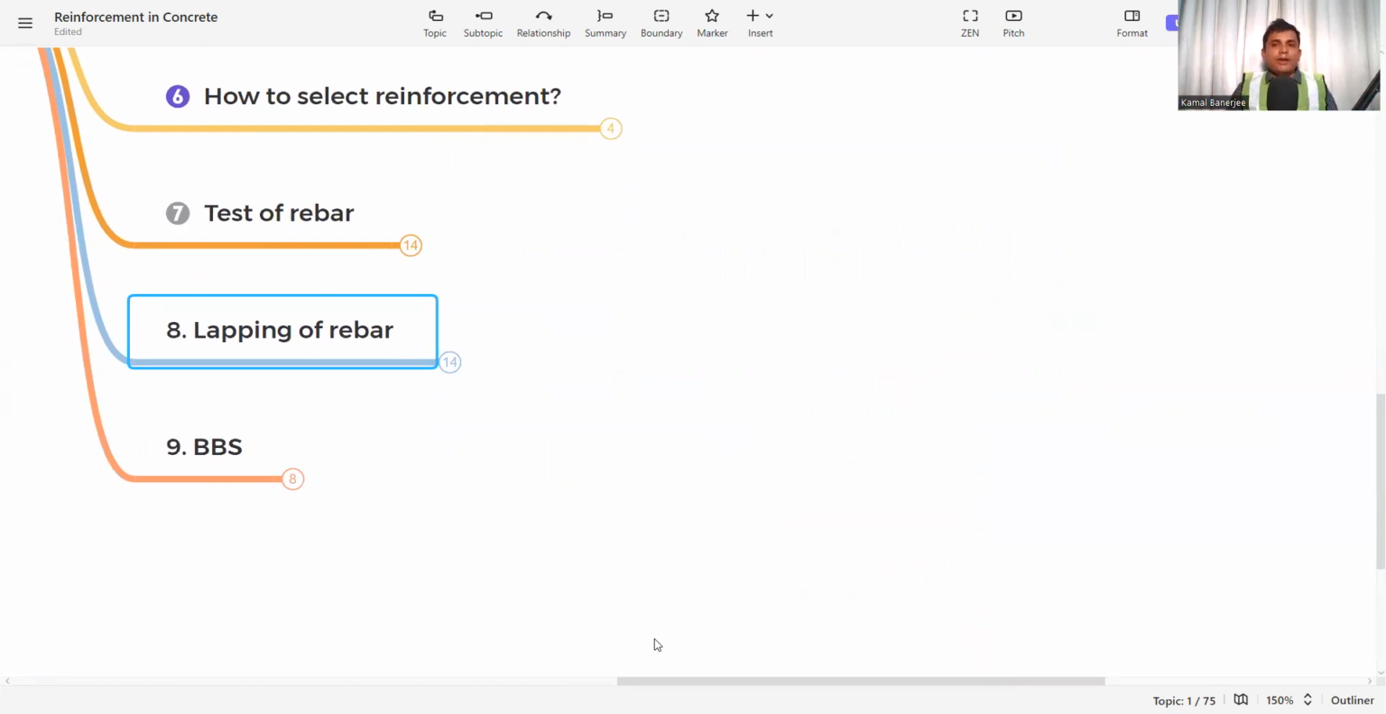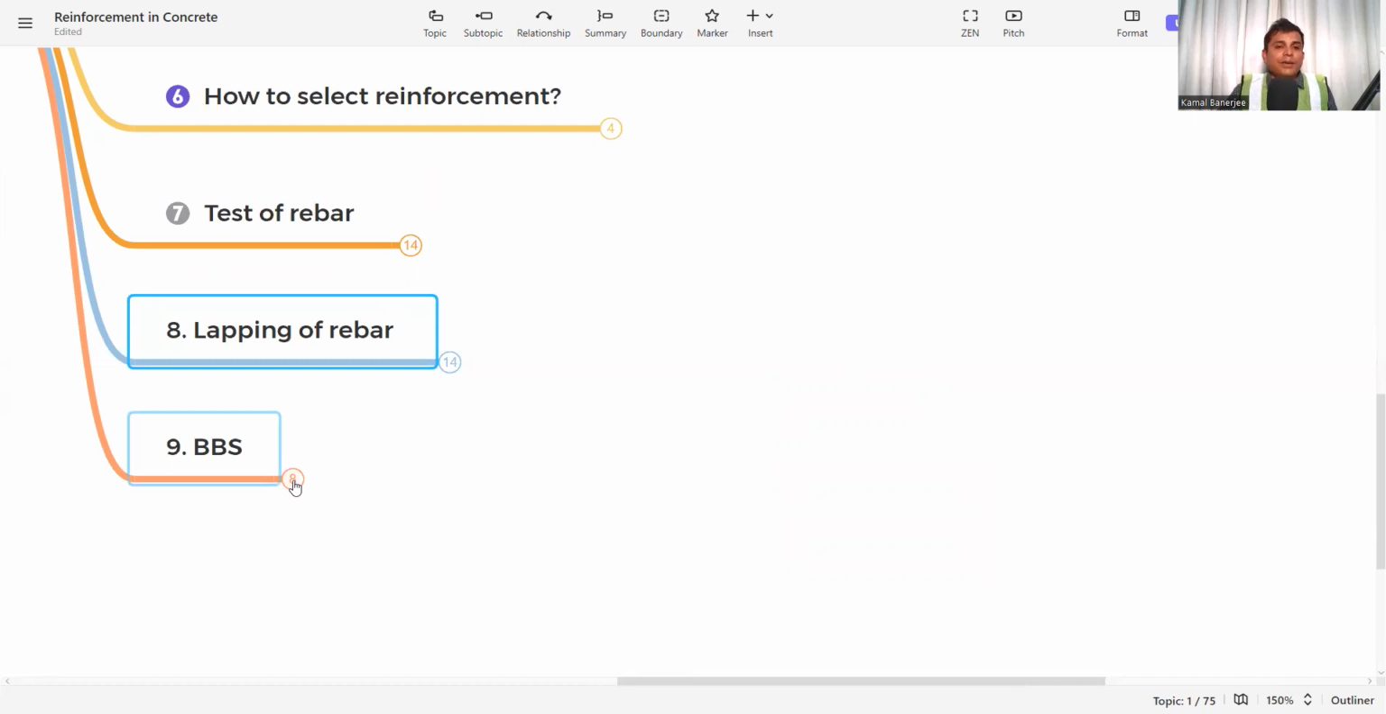Because you will receive the bar at the site in 12 meter lengths. Now you need to cut the bar according to the size. So what is the size? You need to give the size, shape, and the angle, everything, to the person who is cutting the bar, so he can cut the bar according to our requirement.